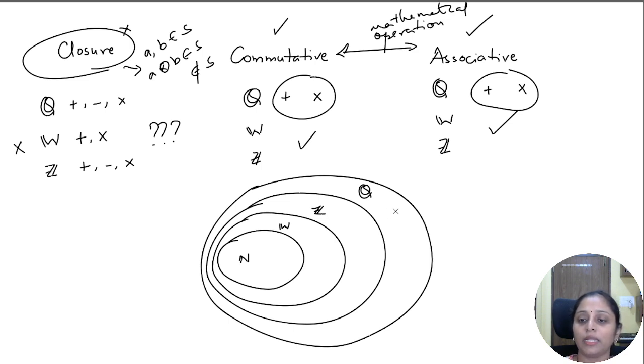Suppose there is an element A here. A belongs to the set of rational numbers. Can I conclude A belongs to the set of integers? I can't conclude that, right?